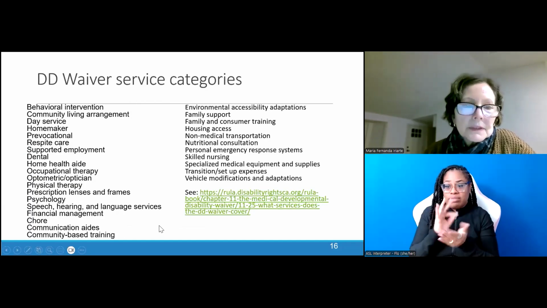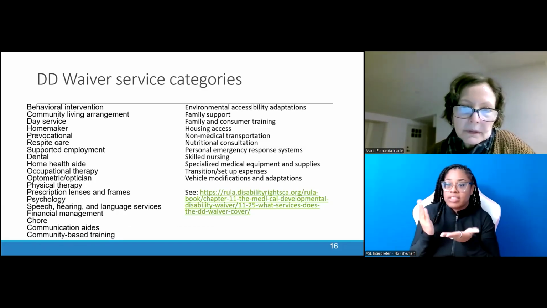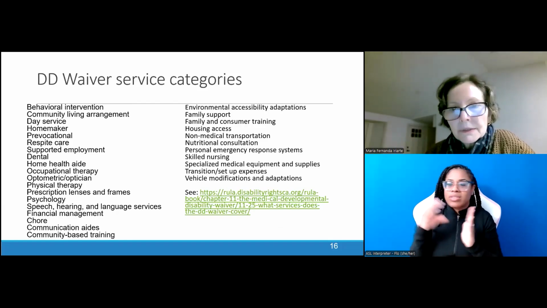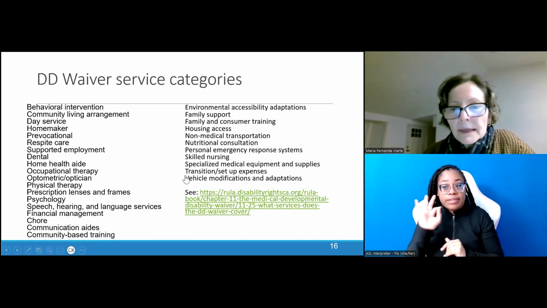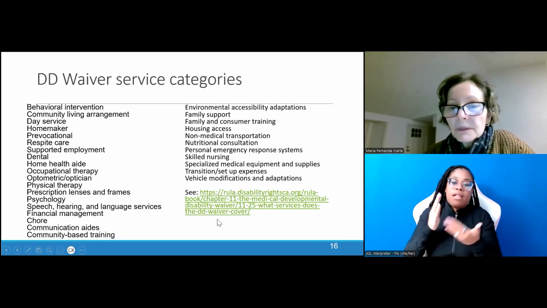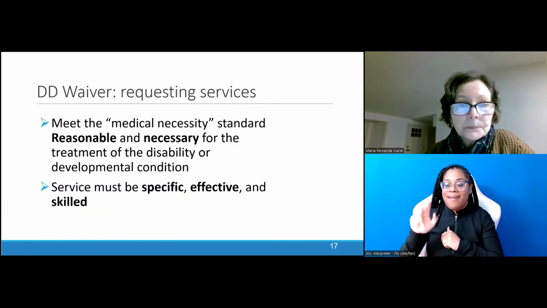So some of the services that are available through the waiver are the ones you see here. We're actually going to go to the waiver. I'm not going to go to the section that has all the services, but I'll tell you where it is. We also have our rights under the Lanterman Act Manual. Chapter 11 talks about the DD waiver, so you could go there and learn more about the DD waiver.